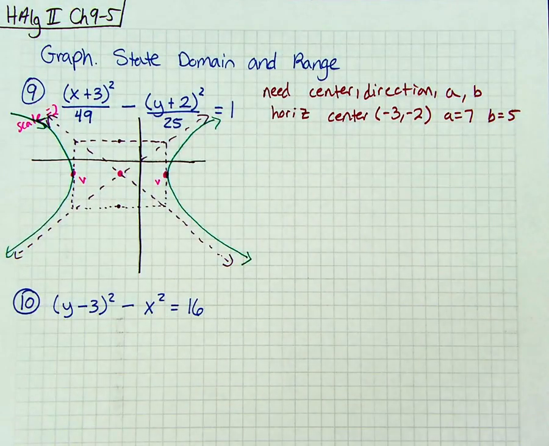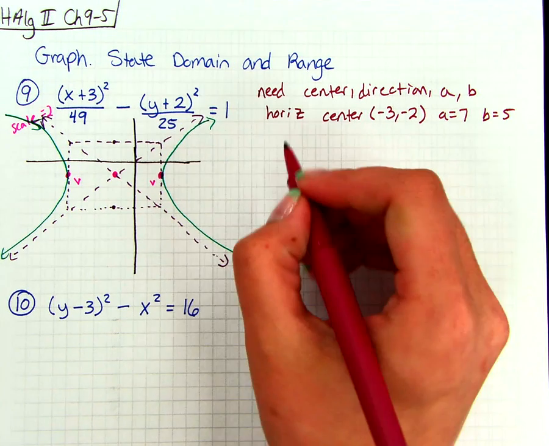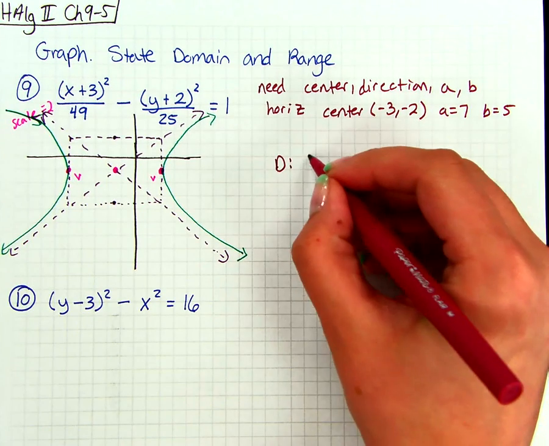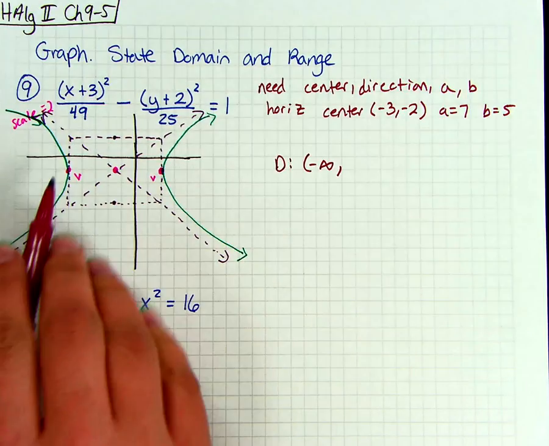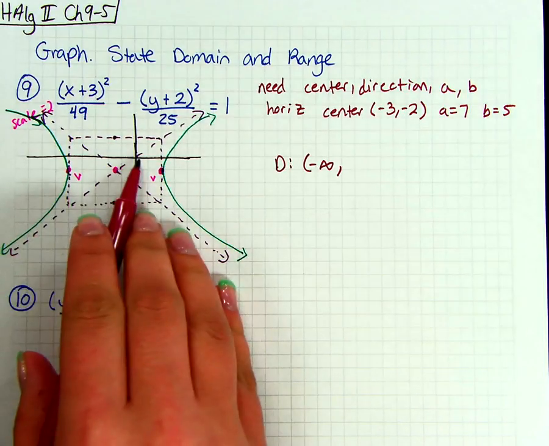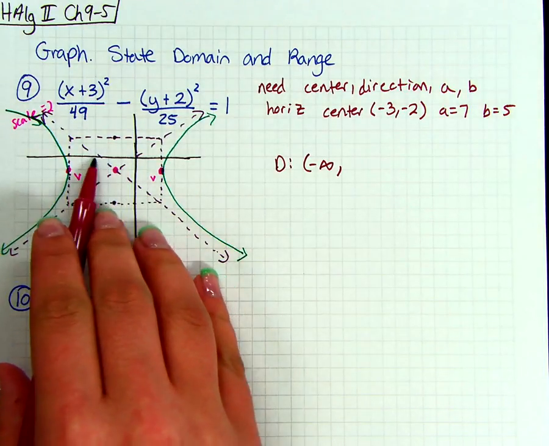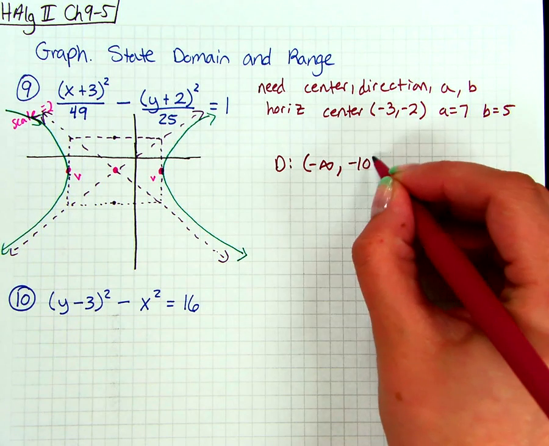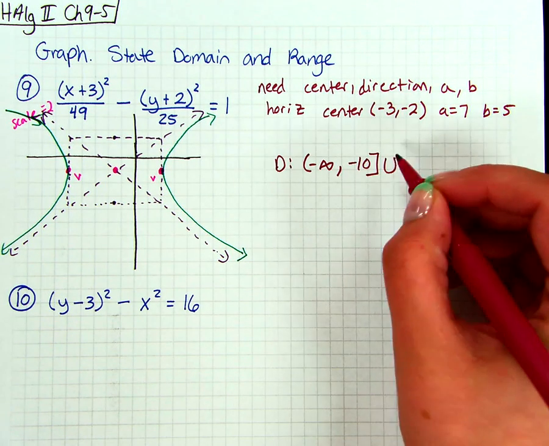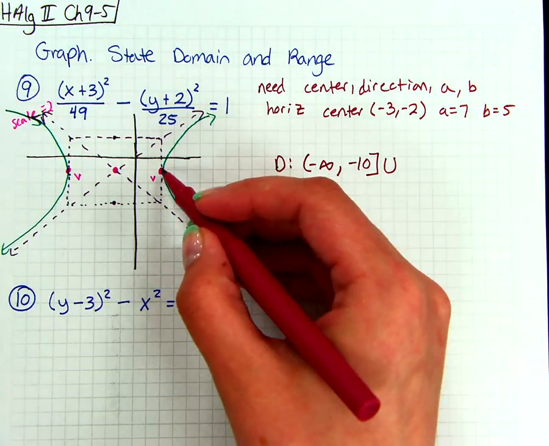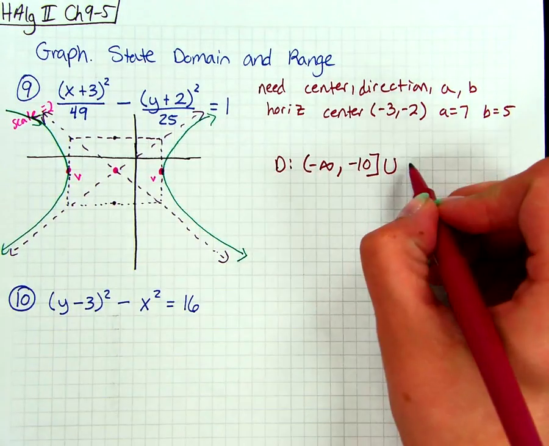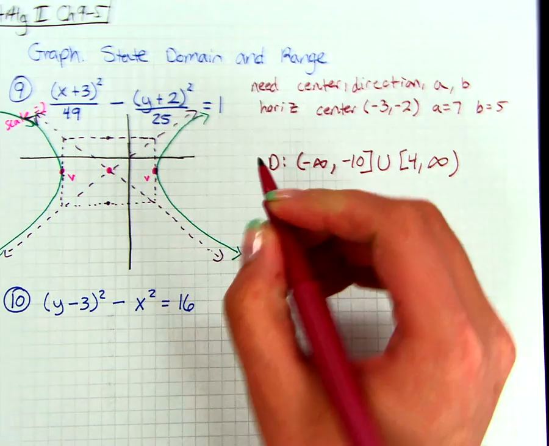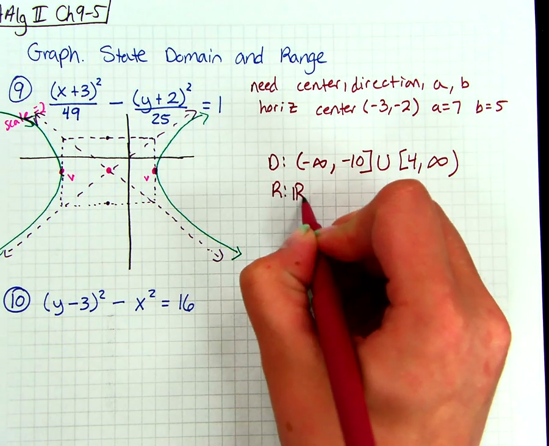Now if we go back and answer domain and range, the domain is coming from negative infinity to this vertex, which is at 2, 4, 6, 8, 10 for the x's, so -10. Then it's jumping over to this vertex, at 2, 4 for the x, to positive infinity. And the range is going to be all real numbers.